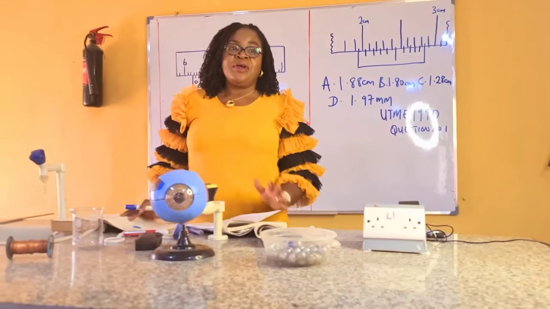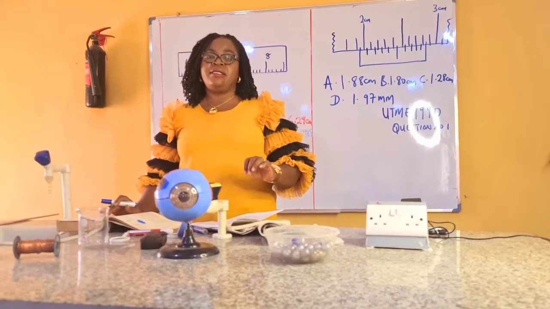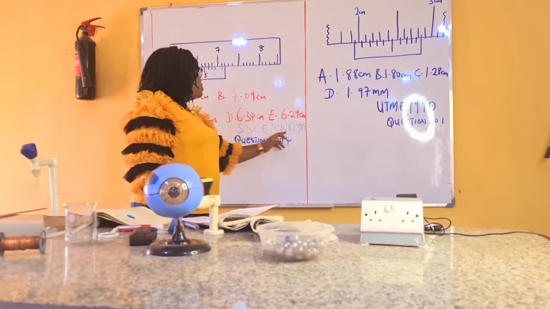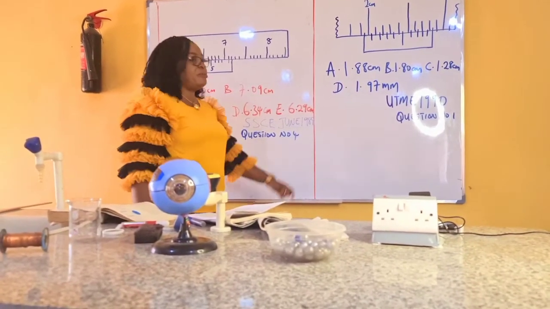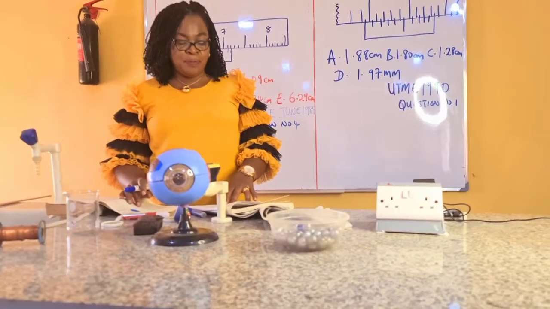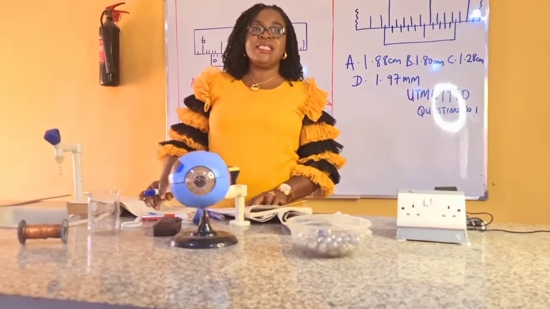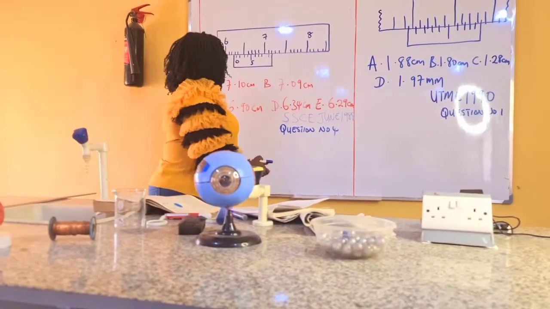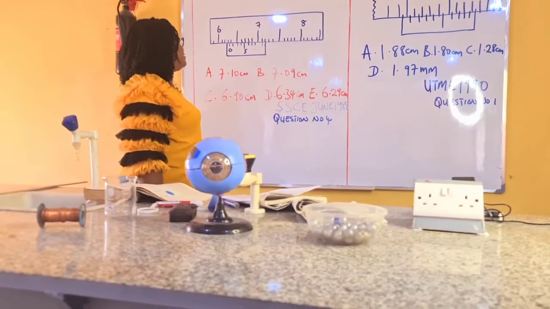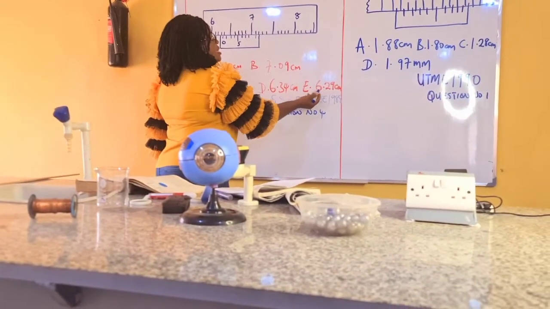In this video, we'll be solving problems from the past WAEC and JAMB questions. We are looking at SSCE June 1998 question number 4. The question says, the diagram above represents a portion of a vernier caliper. What is its reading? The options are A, 7.10 cm, B, 7.09 cm, C, 6.90 cm, D, 6.34 cm, and E, 6.29 cm.